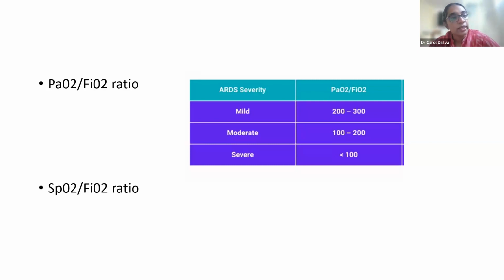So we use this routinely. I just wanted to introduce this concept to you if you don't know it already, the importance of doing the PaO2 to FiO2 ratio. It's commonly done in ARDS patients, but it can be used in non-ARDS conditions also to grade the severity of the hypoxemia. SpO2 by FiO2 is another alternative that has been used because it is easier to calculate.